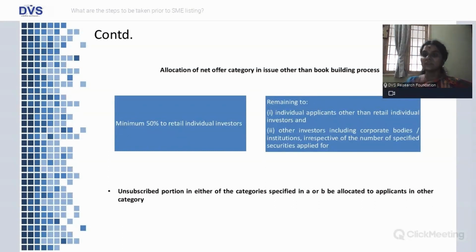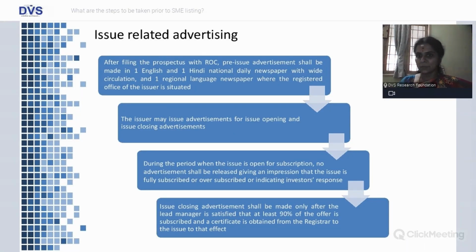And here, this additional comfort is provided that if there is any unsubscribed portion in any of the buckets, then it could be allocated to either category as the case may be, both in A or B. Then comes your issue-related advertising. The format shall be in the manner as provided in your ICDR regulations.